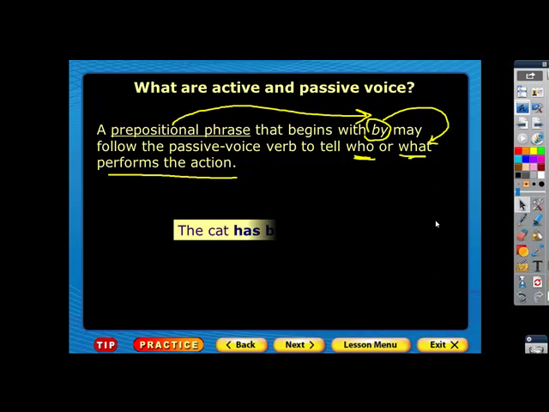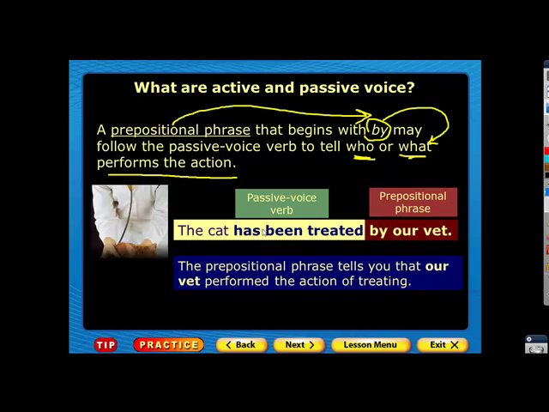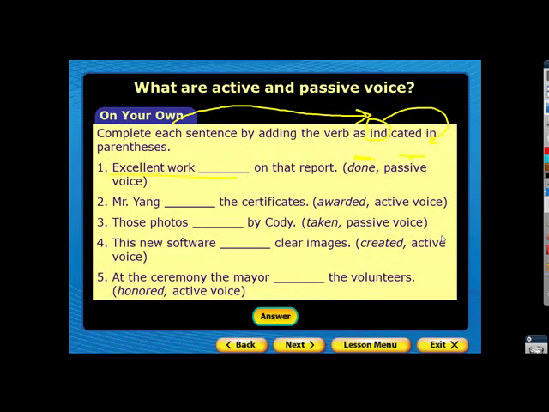Like what? The cat has been treated. Okay, now who's here? That's passive voice, because here I have the verb to be and the past participle of the main verb. The cat here is the receiver of the action. So again, this is passive voice. Now who did it? Yes, by our vet. The vet is the performer of the action. Okay, now let's move further to get further practice.